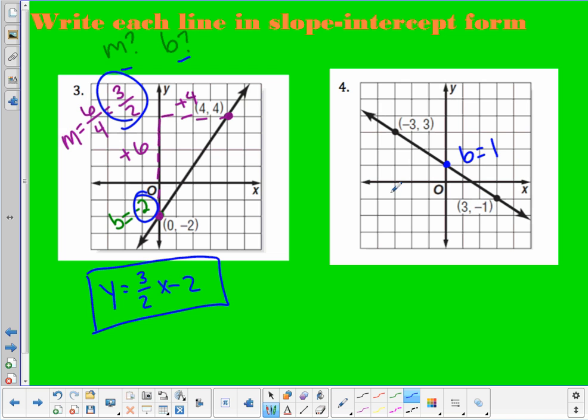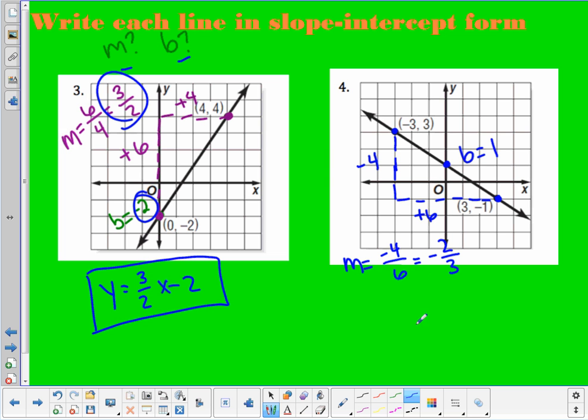Then slope, I need to count the rise and the run. This time, my line is decreasing. So I know that my slope is going to be negative because my line is going down as I read it from left to right. So I'm going to count from the 2 points that they marked for me. I go down 1, 2, 3, 4. So that's a -4 rise. And over 1, 2, 3, 4, 5, 6, a +6 run. So my slope is -4/6, or in other words, -2/3.